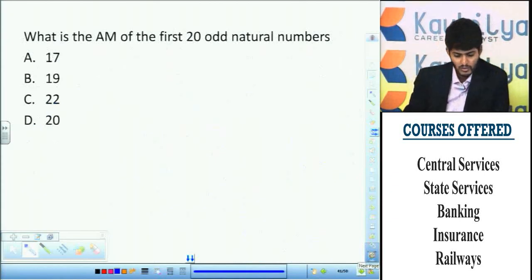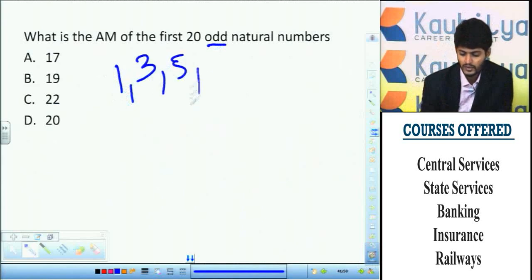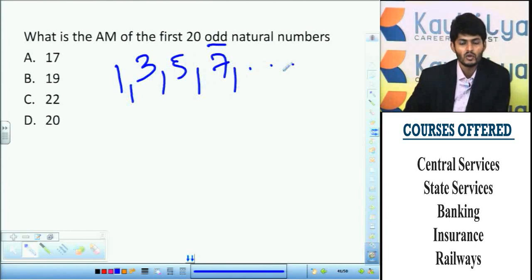Okay, now let us look at your next problem. How do you calculate the arithmetic mean of the first 20 odd natural numbers? Now you can see natural numbers are like this, 1 2 3 4 5 6, but he is specifically mentioning odd natural numbers: 1 3 5 7 and so on, like this. Okay, and you have 20 such.